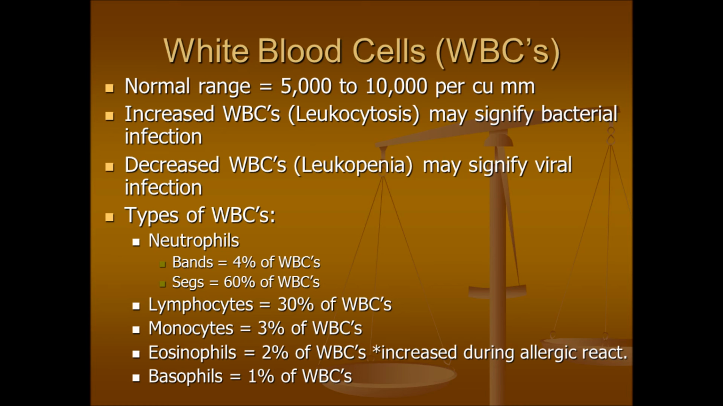Neutrophils is 64% of the white blood cells available. If you add the bands and the segs together, you get 64%. Lymphocytes is 30%, monocytes is 3%, eosinophils is 2%, and basophils is 1%. MBRC loves to make sure that you know that the white blood cell that increases when someone has some type of allergic reaction, like an asthmatic patient, is the eosinophils.